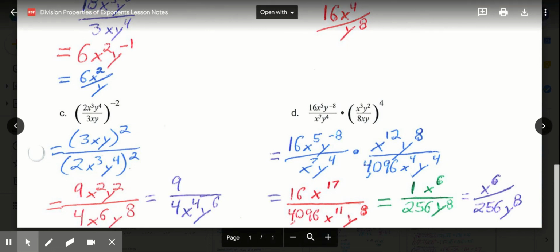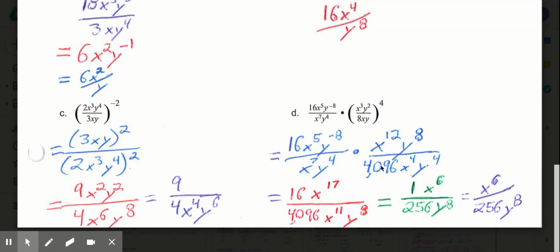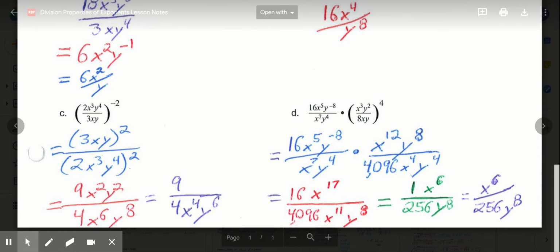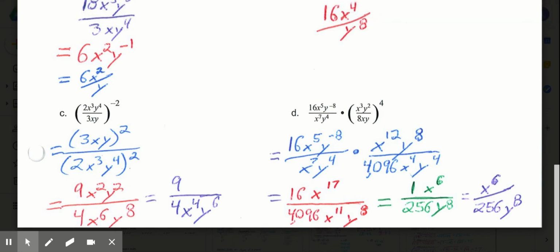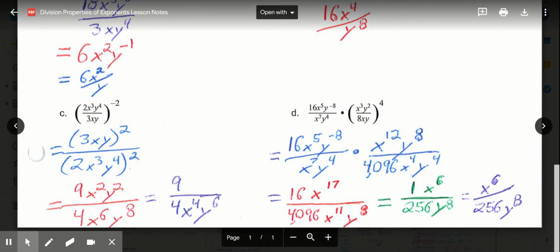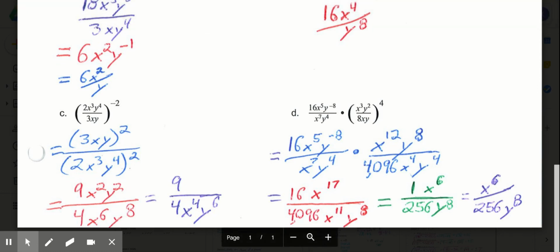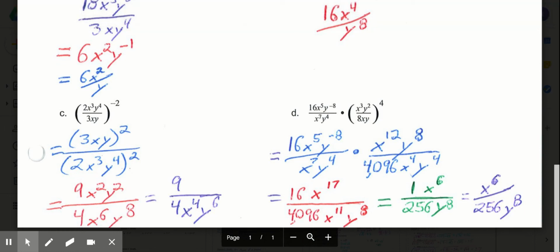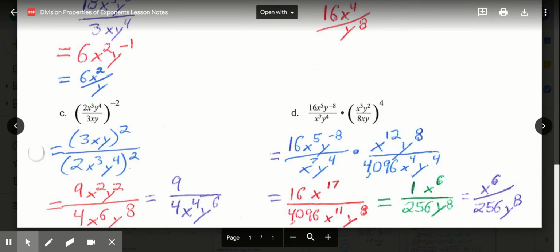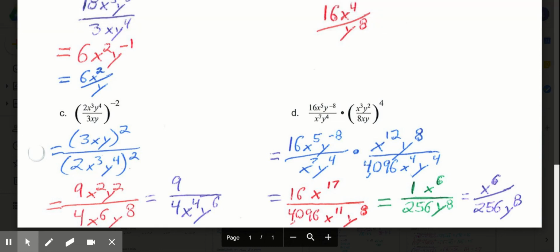Now what I did was I combined my numerators and denominators to make all one fraction. So 16, x to the 5th, x to the 12th gave me x to the 17th. And then a negative 8 plus a positive 8 was 0. So y to the 0 goes away because that's the same thing as 1. On bottom, x to the 7th and x to the 4th gave me x to the 11th. Y to the 4th and y to the 4th gave us y to the 8th. And then we still have the 4,096 in front.